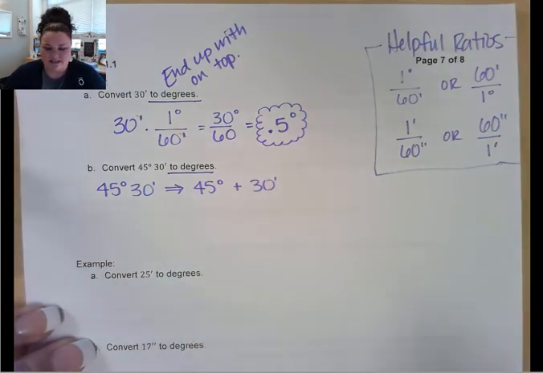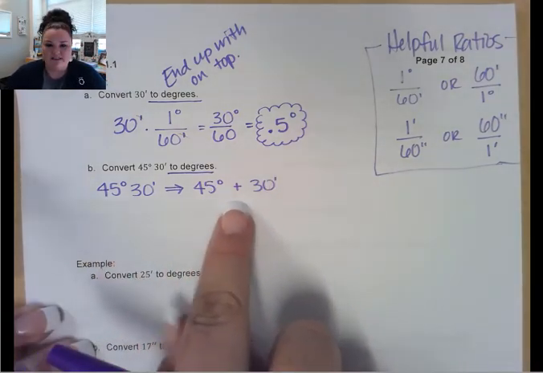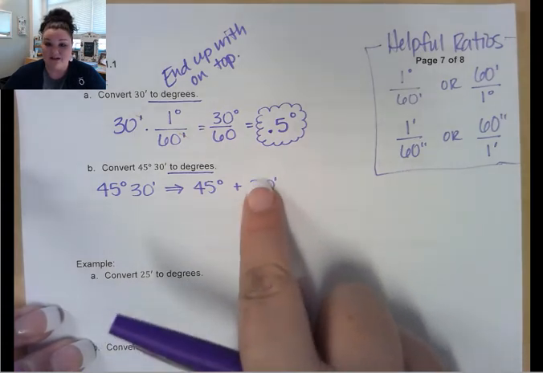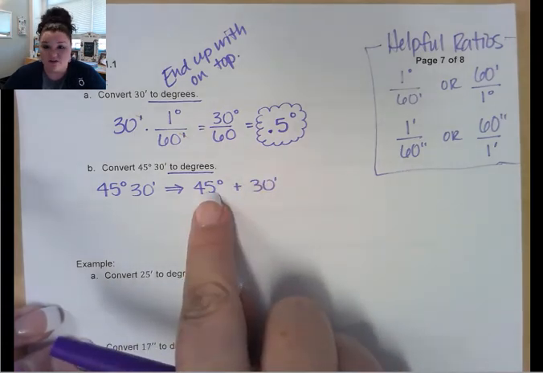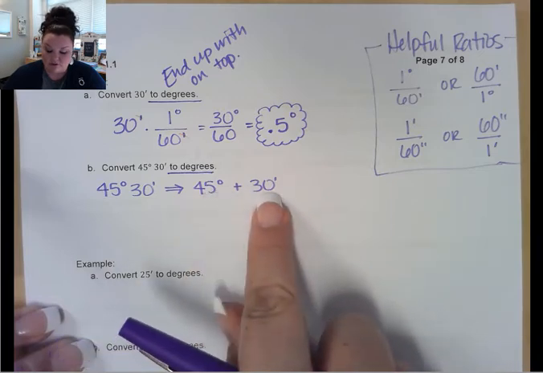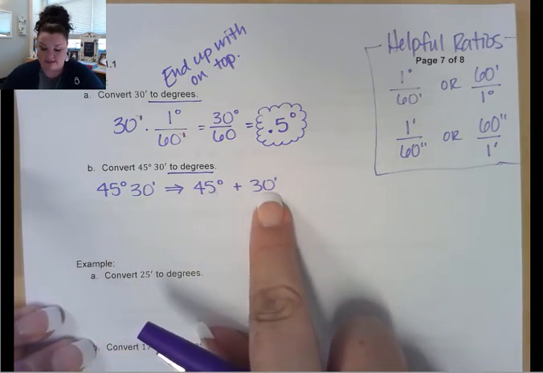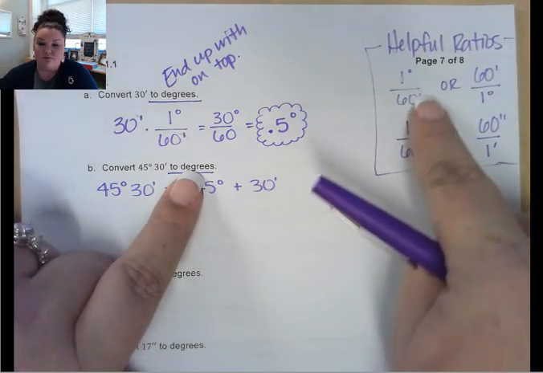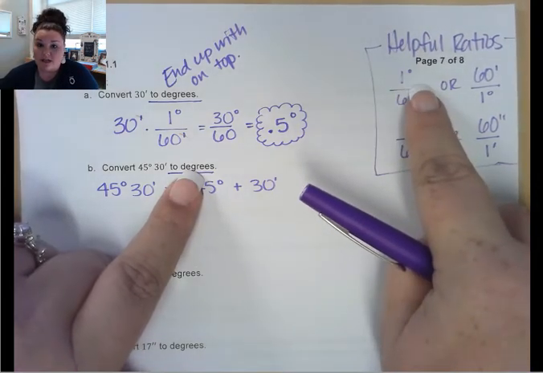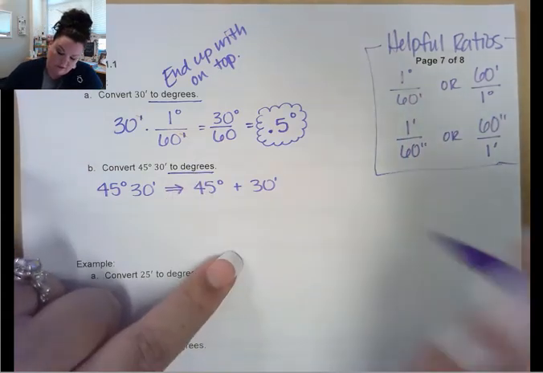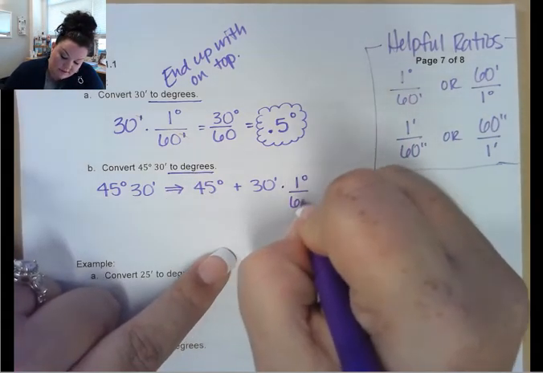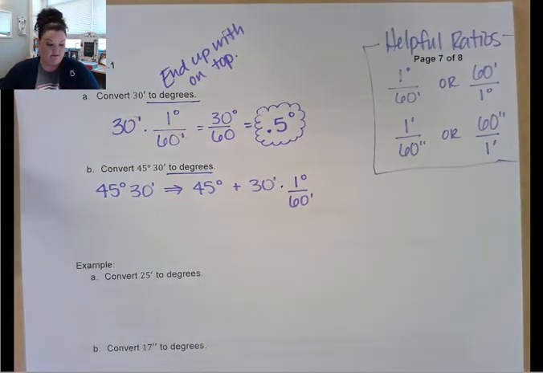We agree that's the same thing, right? I'm just separating it because I only need to convert this piece, because 45 is already in degrees. So I'm going to convert 30 minutes to degrees. Since I want it to end with degrees, again, I'm going to use this first ratio where degrees is on top. So I'm going to multiply by 1 degree over 60 minutes, right?